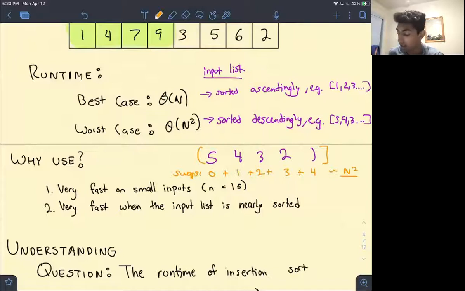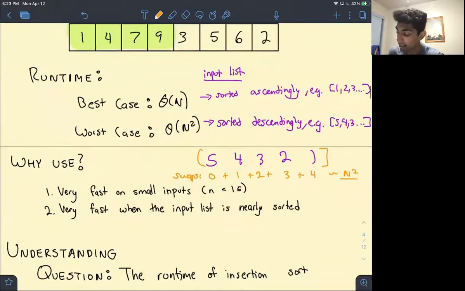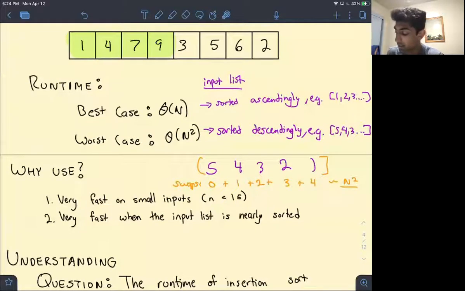Okay, so let's quickly talk about the next point, which is why would we ever use insertion sort? What advantages does it have to offer? So insertion sort is very fast on small inputs, okay? You can just kind of take that for granted. The second one makes a bit more sense, where if the input list is in nearly sorted order, what I mean by that is it looks something like the following, but maybe not as good as this, right? We can see that there's not much swapping that we have to do. In that case, it's pretty advantageous to use insertion sort, right?